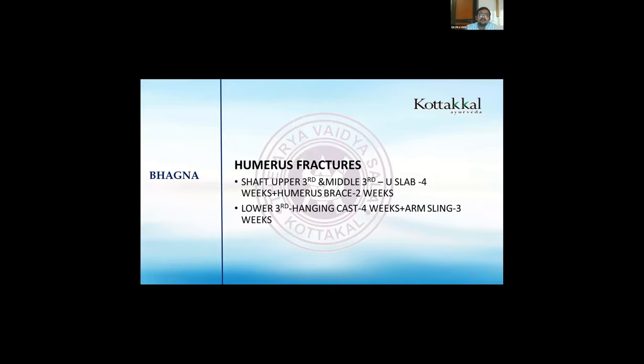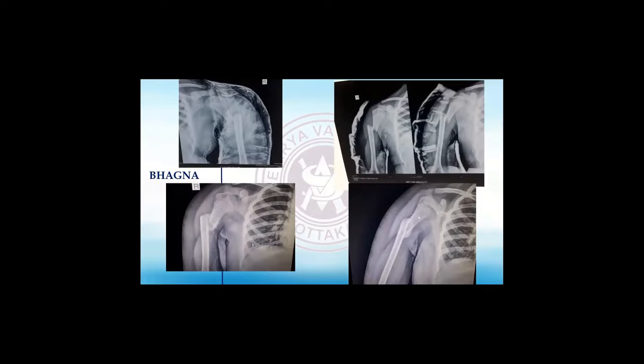Coming to the humerus fractures, head of humerus and neck fractures we have to refer. Coming to the shaft fractures, upper third and middle third, we have to manage with a U-slab. POP slabbing is the best option rather than splintage or push-up for proper immobilization, as per our experience. The hanging cast and arm slings are a good and sufficient option.